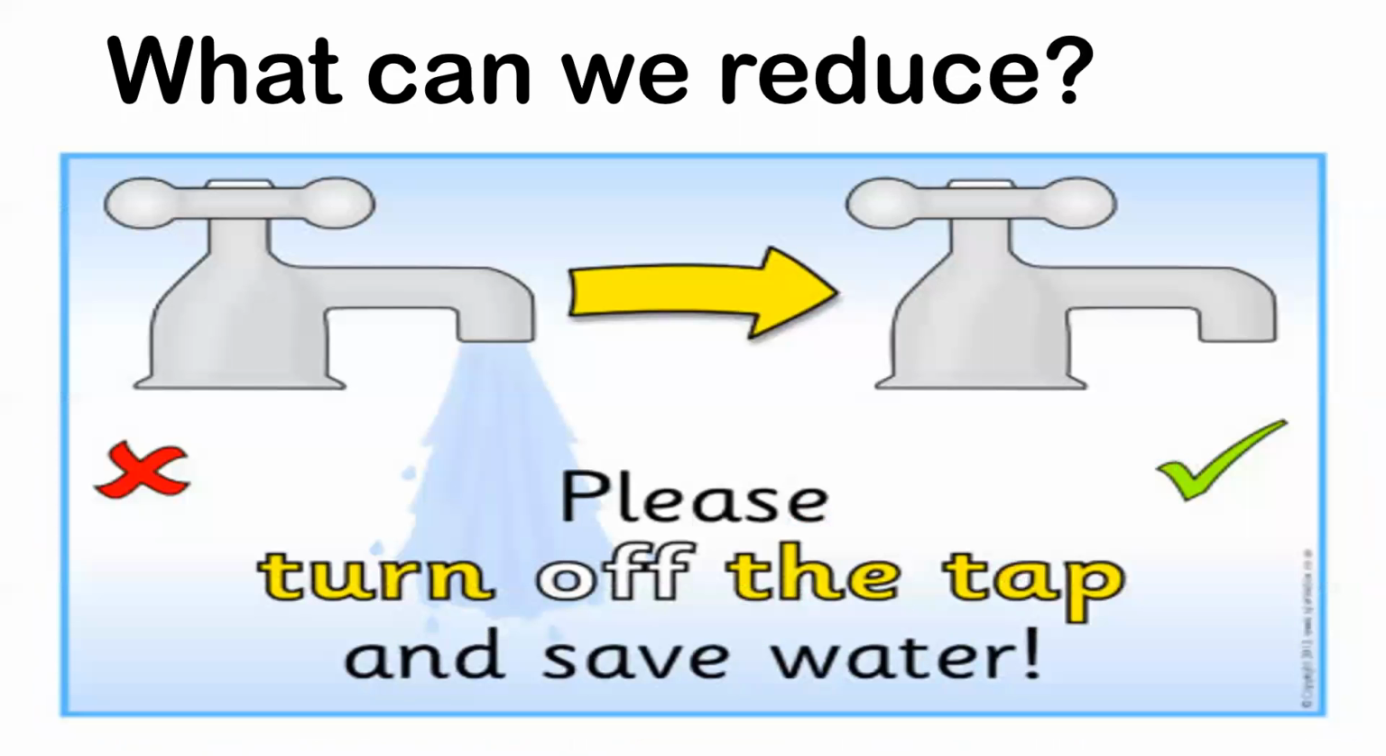Okay, and now let's talk about reducing. Remember, when we say reduce, it is to use less of something. So let's take a look. In this case, we use less water. It's not that we do not use water, but we try to save water. And there are some things that we can do so that we can save water. The first one is please turn off the tap and save water.